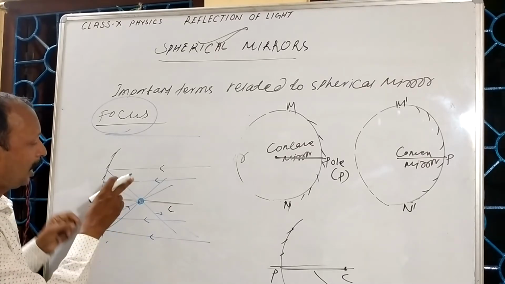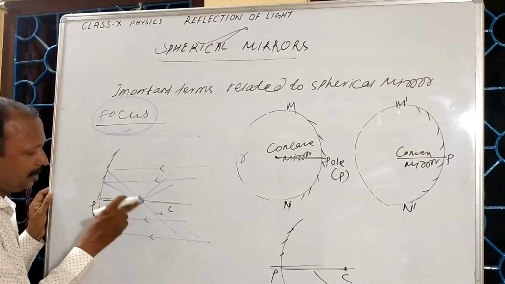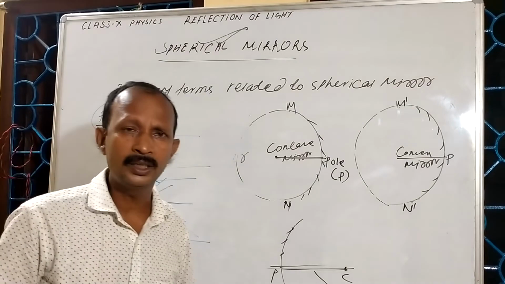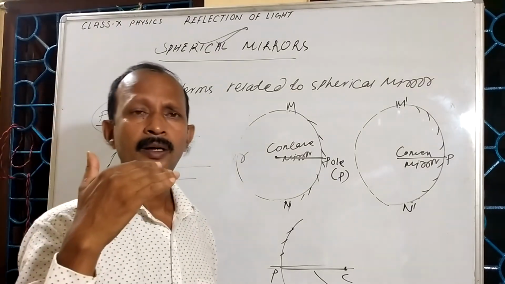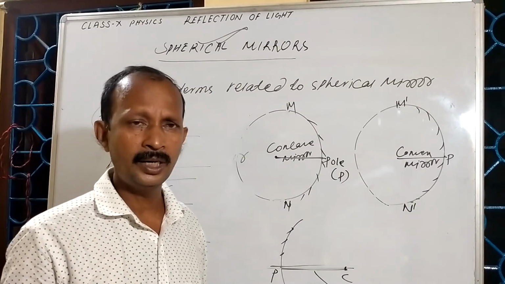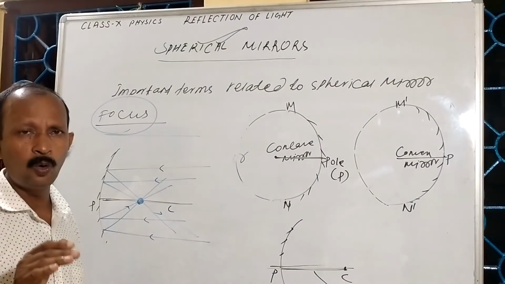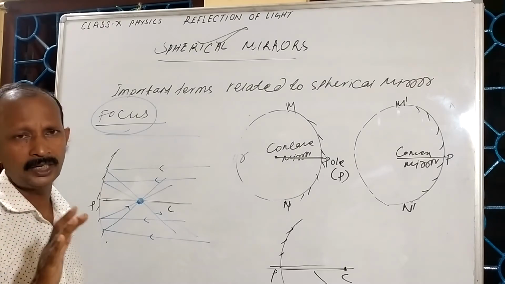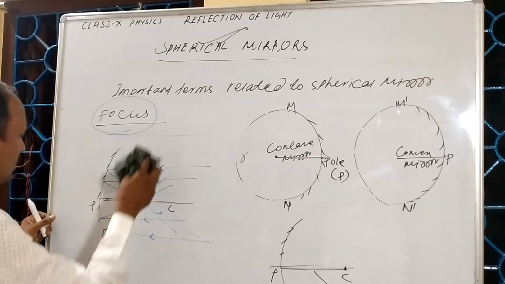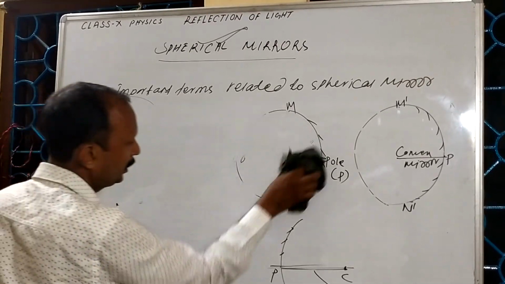That means after incident on the surface, they reflect. The reflected ray passes through a point. That point is called the principal focus, or shortly we say focus, or we say that is the focal point. Now you see how it is justified. Listen carefully.